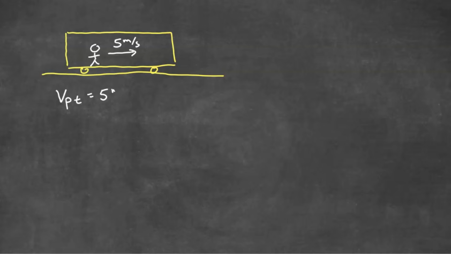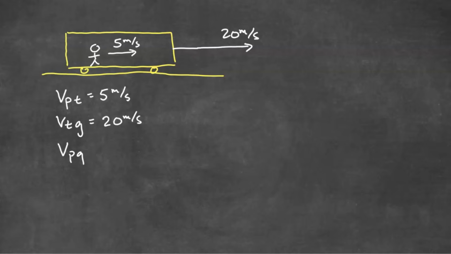Now we have a person in a train. The person in the train is moving to the right at 5 meters per second, but the train is also moving to the right at 20 meters per second. So the velocity of the person with respect to the train is 5 meters per second. The velocity of the train with respect to the ground is 20 meters per second. And we want to know what is the velocity of the person with respect to the ground.